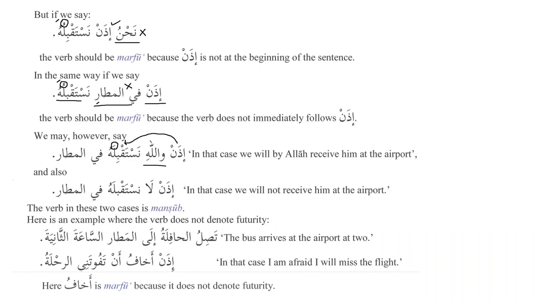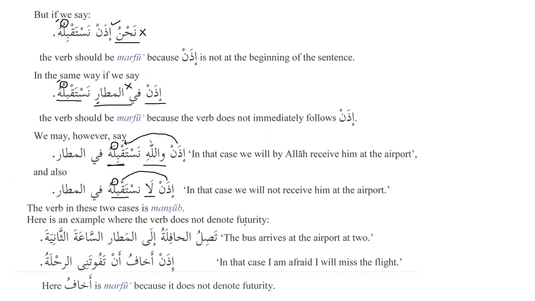That's exception number one. And exception number two, we have la an-nafiya. Idhan la nastaqbilahu fil matari, then we will not welcome him at the airport. So now because we have la over here, that is also possible. So these two exceptions have been met. Exception number one, if after idhan we have oath, then it has to be mansub. And number two, if after idhan we have la and nafiya, then also it is possible that it can become mansub. If these conditions are not met, then it will not be mansub.